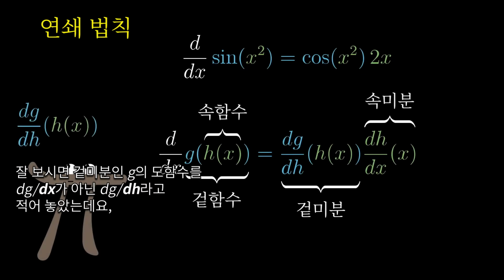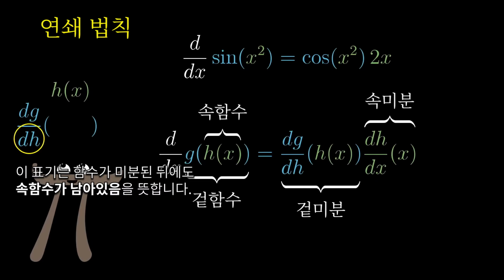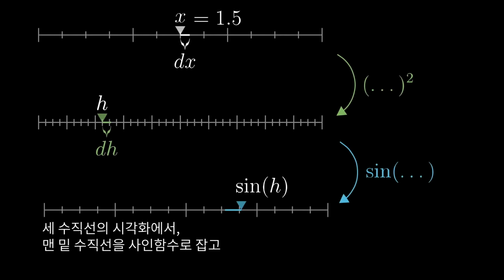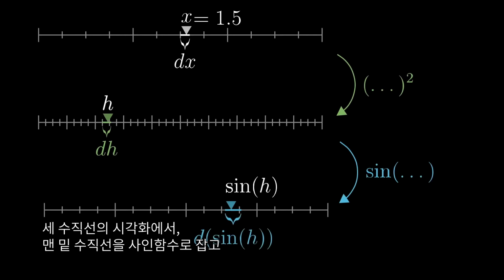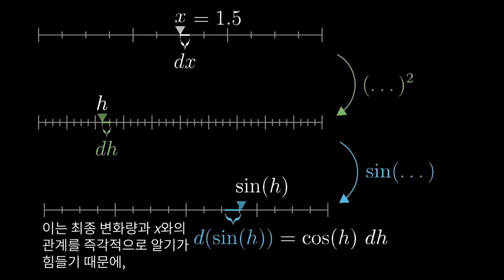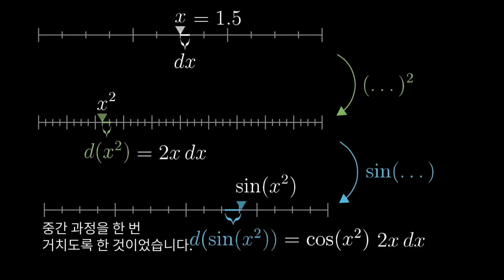Notice, for the derivative of g, I'm writing it as dg dh instead of dg dx. On the symbolic level, this is a reminder that the thing you plug into that derivative is still going to be that intermediary function h. But more than that, it's an important reflection of what this derivative of the outer function actually represents. Remember, in our three-line setup, when we took the derivative of the sine on that bottom, we expanded the size of that nudge, d sine, as cosine of h times dh. This was because we didn't immediately know how the size of that bottom nudge depended on x. That's kind of the whole thing we were trying to figure out.